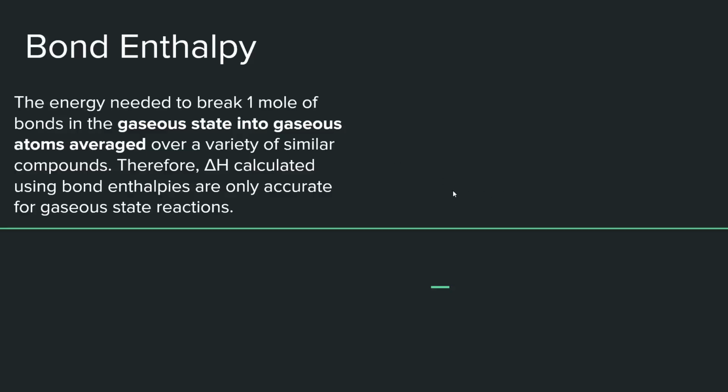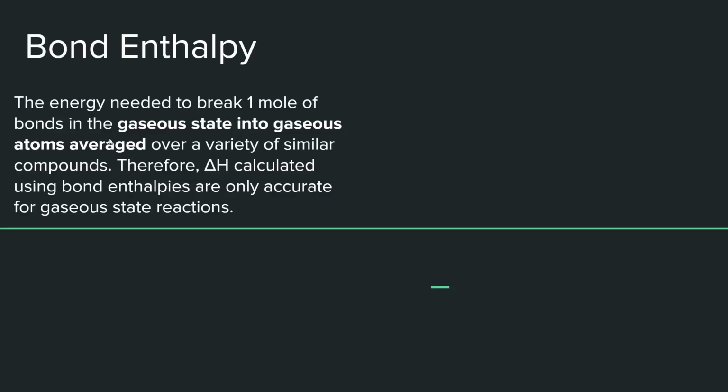Now, the next thing I'm going to talk about is bond enthalpy, right? So bond enthalpy is the energy needed to break 1 mole of bonds in the gaseous state into gaseous atoms averaged over a variety of similar compounds. Therefore, delta H calculated using bond enthalpies are only accurate for gaseous state reactions. This gaseous part is really important. If you're asked to define bond enthalpy, you will not get the point if you don't say gaseous.